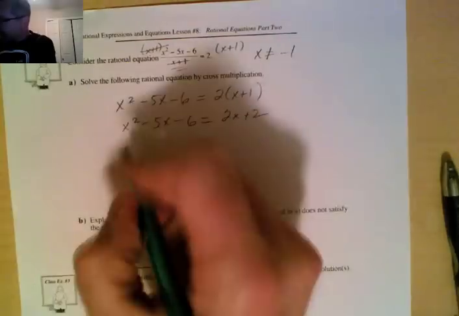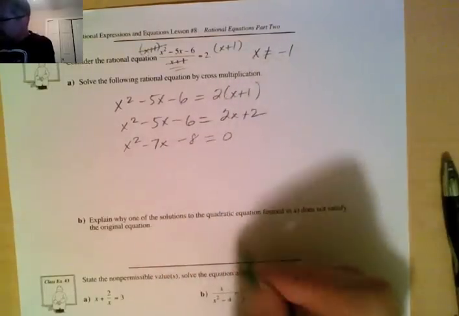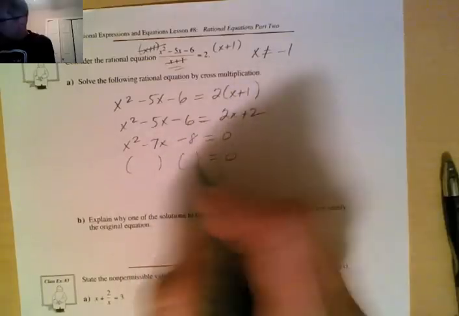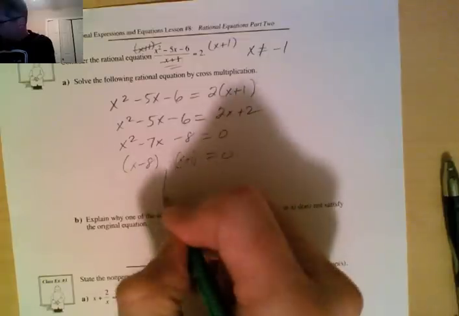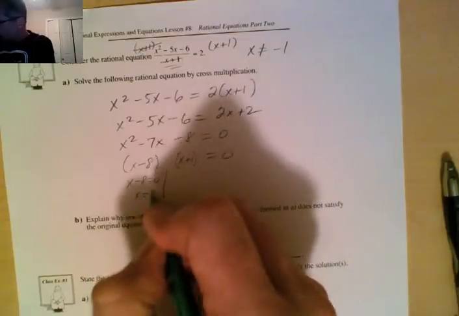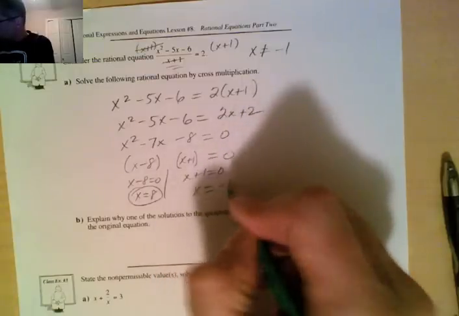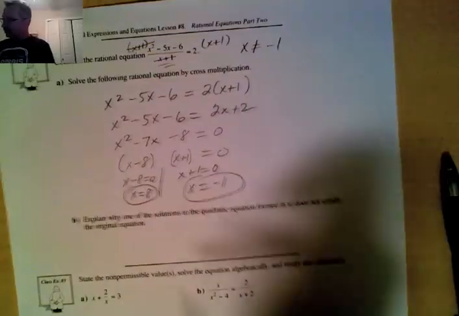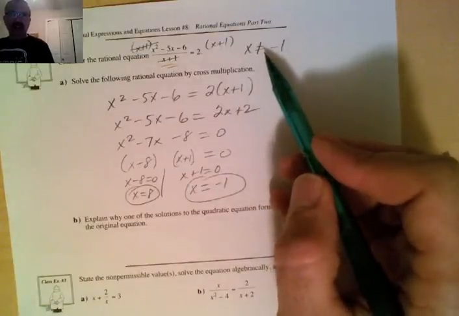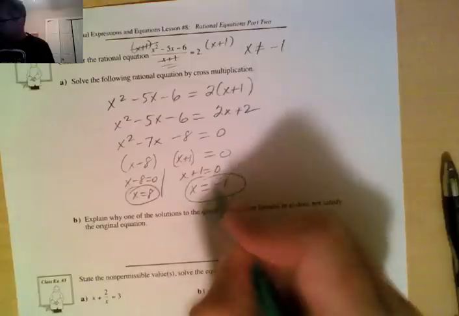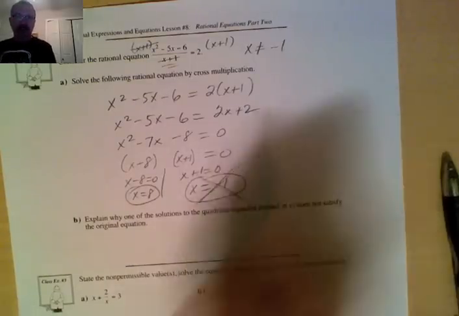So now we're going to subtract 2x, giving us negative 7x, and we're going to subtract 2, giving us negative 8. So if we factor this, two numbers that multiply to negative 8 and add to negative 7 are x minus 8 and x plus 1. Now if we solve each of these, we get x to be 8, and we get x to be negative 1. However, you have to check these solutions back, and you have to see that one of our restrictions is x cannot be equal to negative 1. So this potential solution that we calculated, it's not possible. We cross it out. It's not a possible answer.